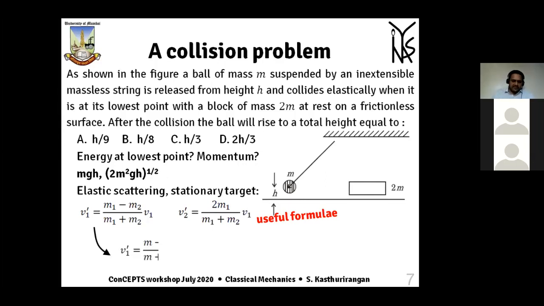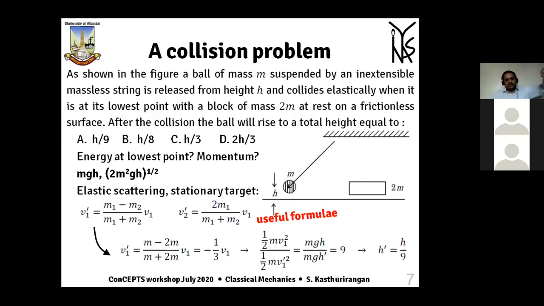When you use this formula, since you know that m1 is m and m2 is 2m, you can substitute and get that the final velocity is 1/3 of the initial velocity. Therefore, the final kinetic energy will be 1/9 of the initial kinetic energy, and therefore the final height which it rises after collision will be 1/9 of the initial height. So the correct answer is option A, which is h/9.